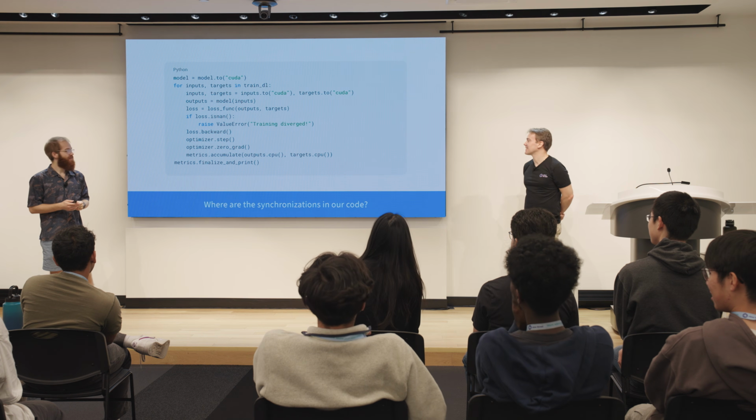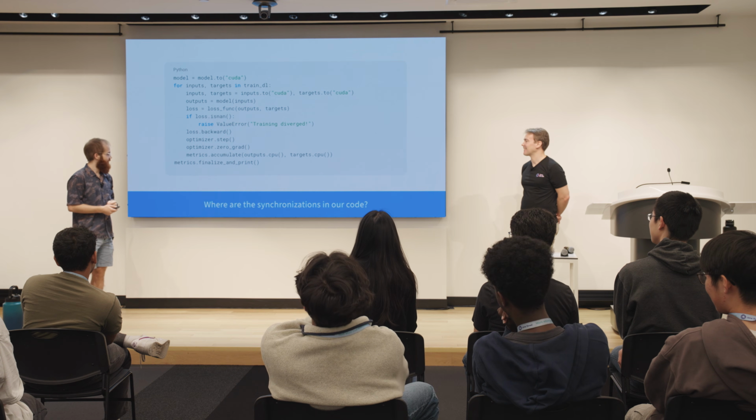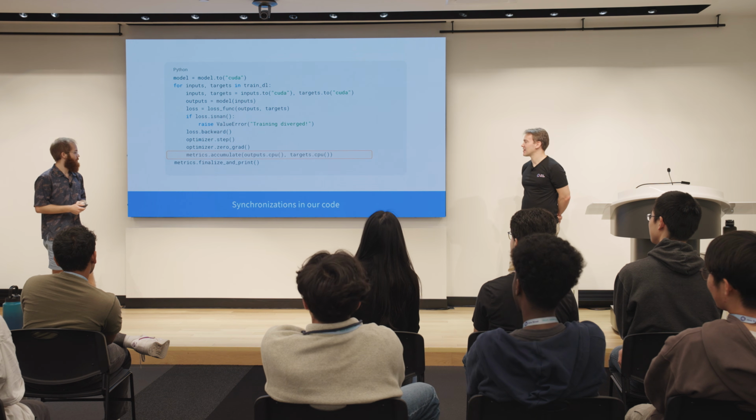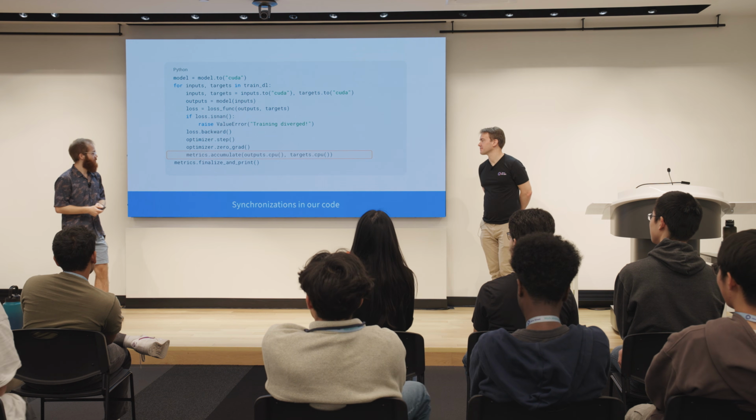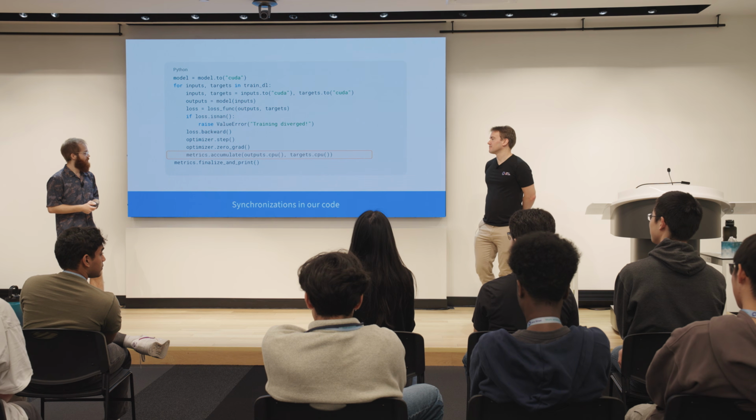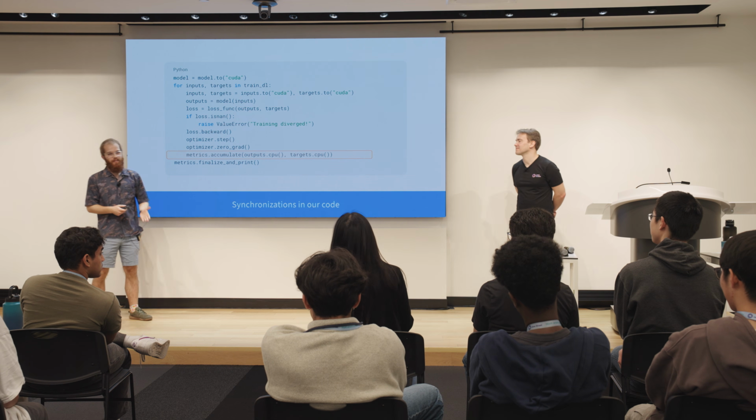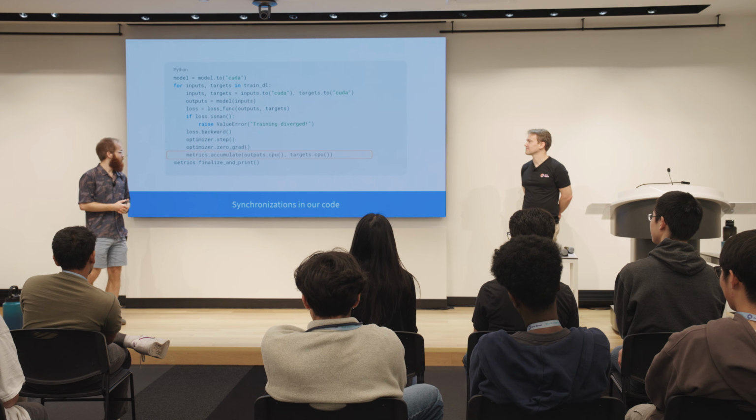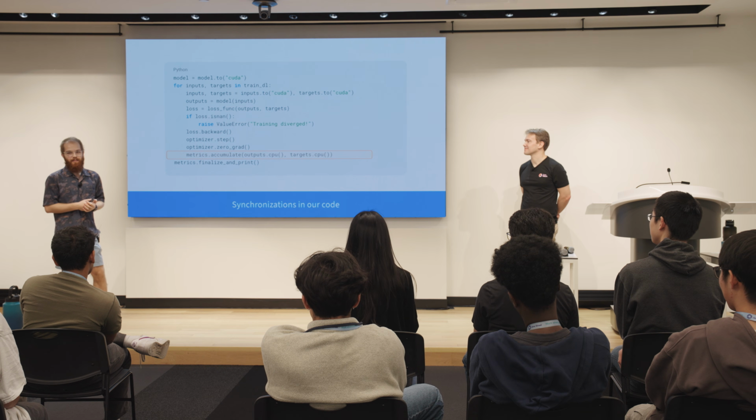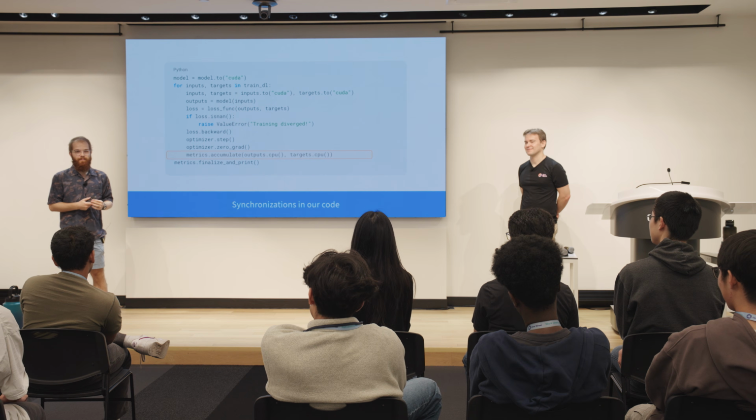It'll be at the .cpu calls at metrics accumulate. Yeah, that's a great one. So yes, we have a synchronization. This .cpu sort of makes it clear to you what's going on. We don't want to do that. Any other ideas what the synchronizations are?